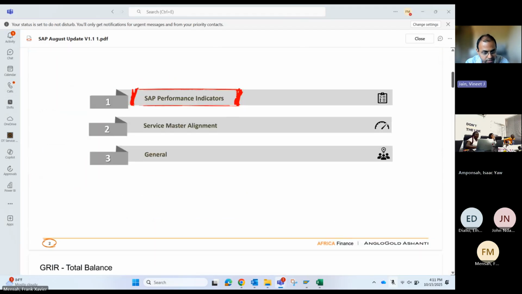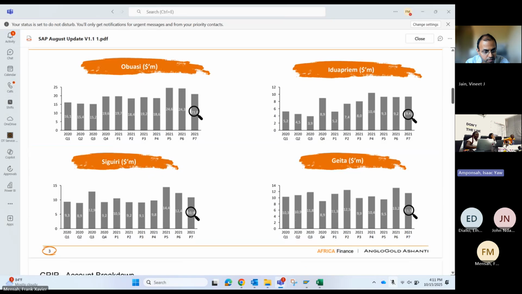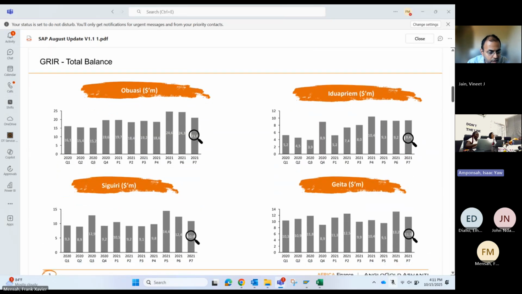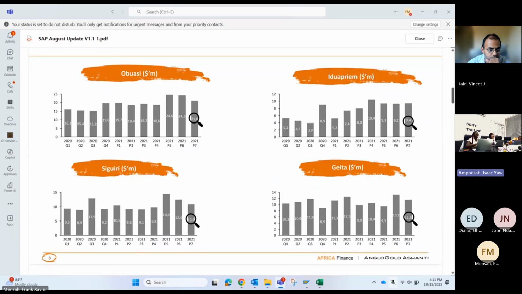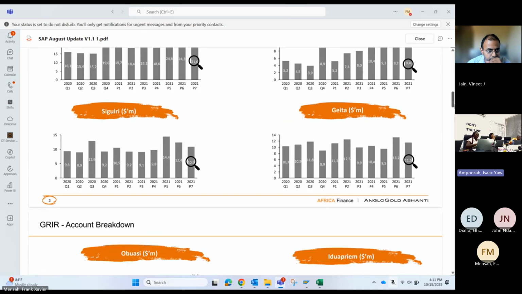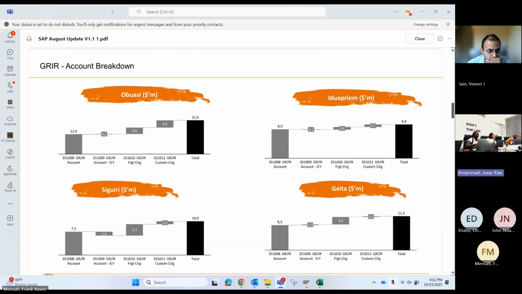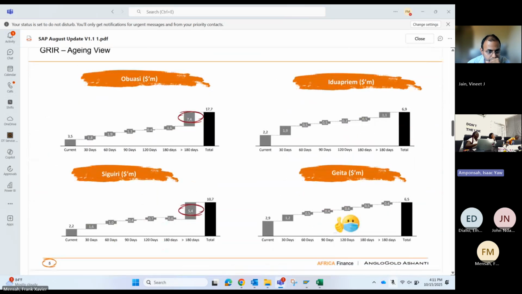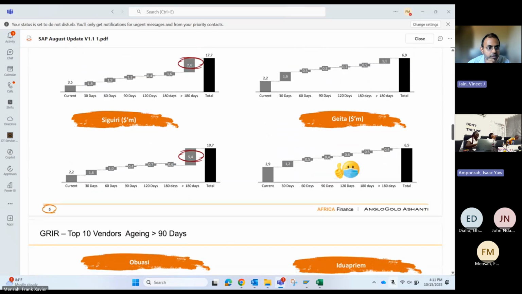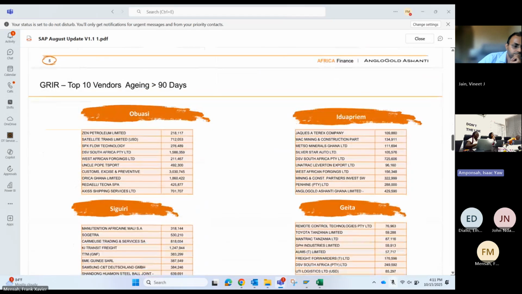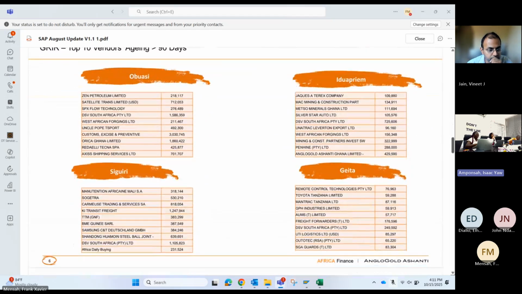Africa Finance. So here I am. Check that once before. Then you come down, so it was GRIR, then it was things like your breakdown. You come more down, because that's the 4 types of accounts that make up the aging view of where it was greater than 180 days. Then your top 10 vendors of aging greater than 90 days, who those vendors are. You come more down.